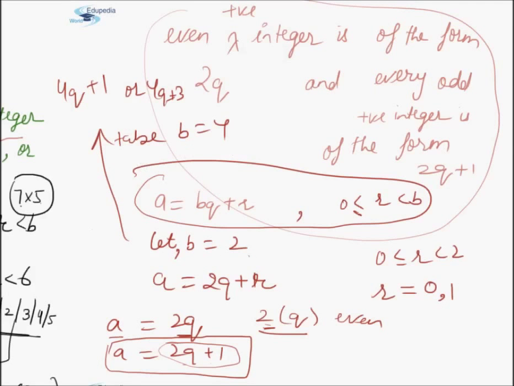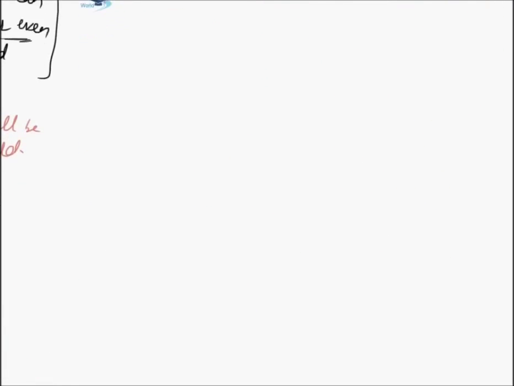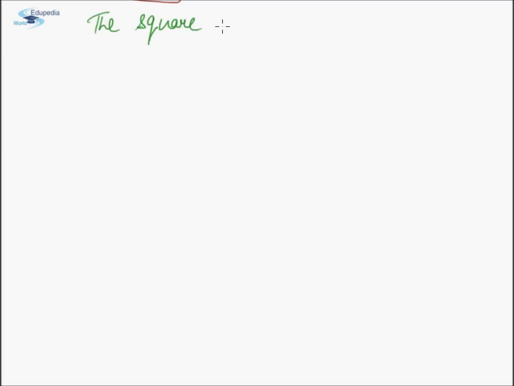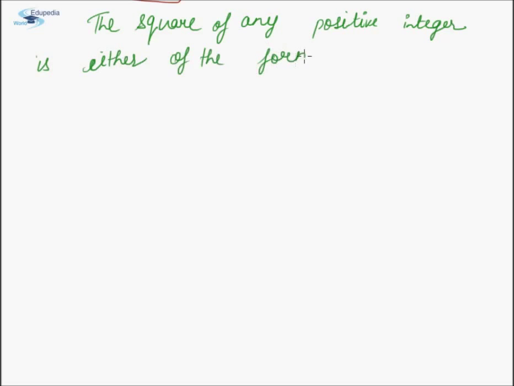Friends, in a similar way, you can be asked to show that the square of any positive integer is either of the form 3m or 3m plus 1 for some integer m.